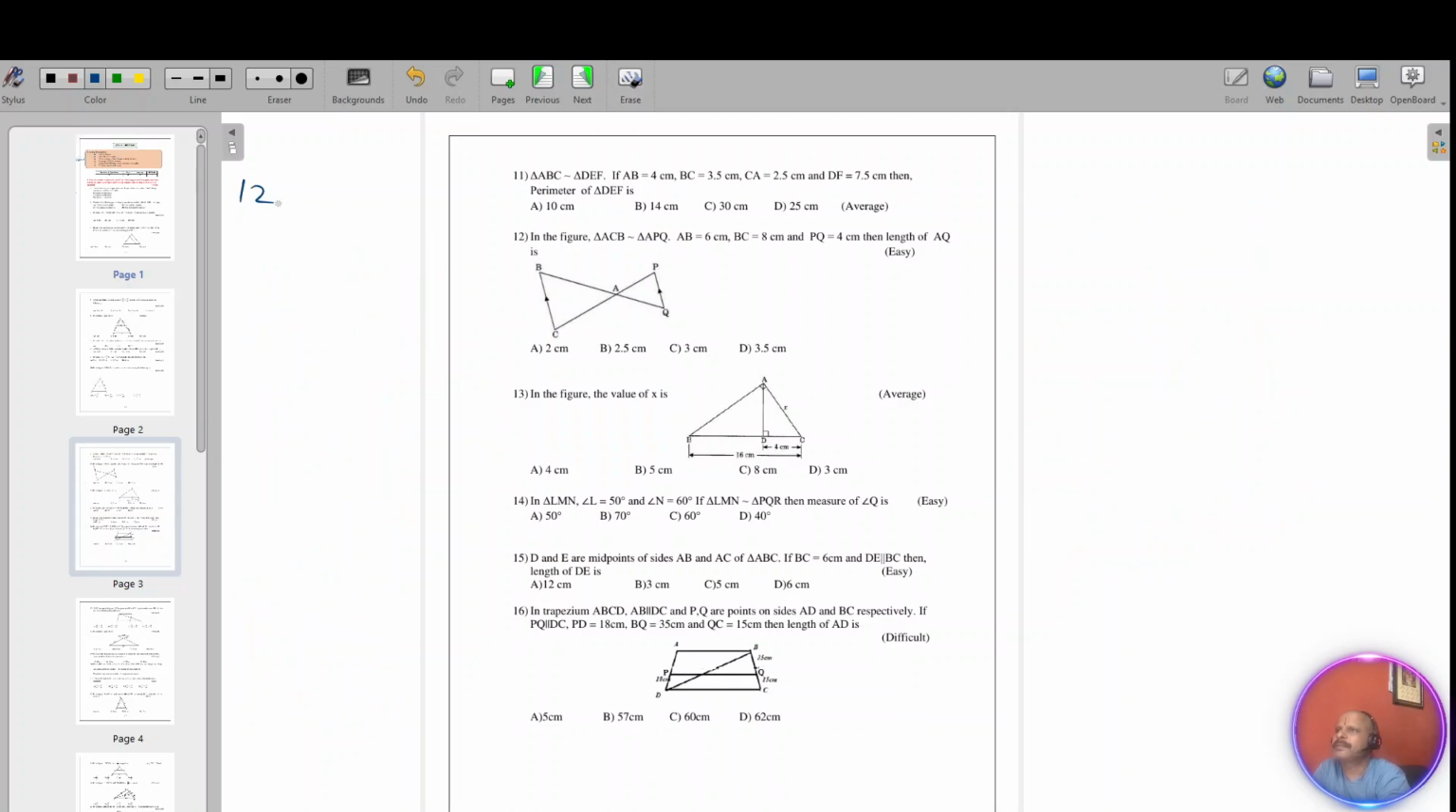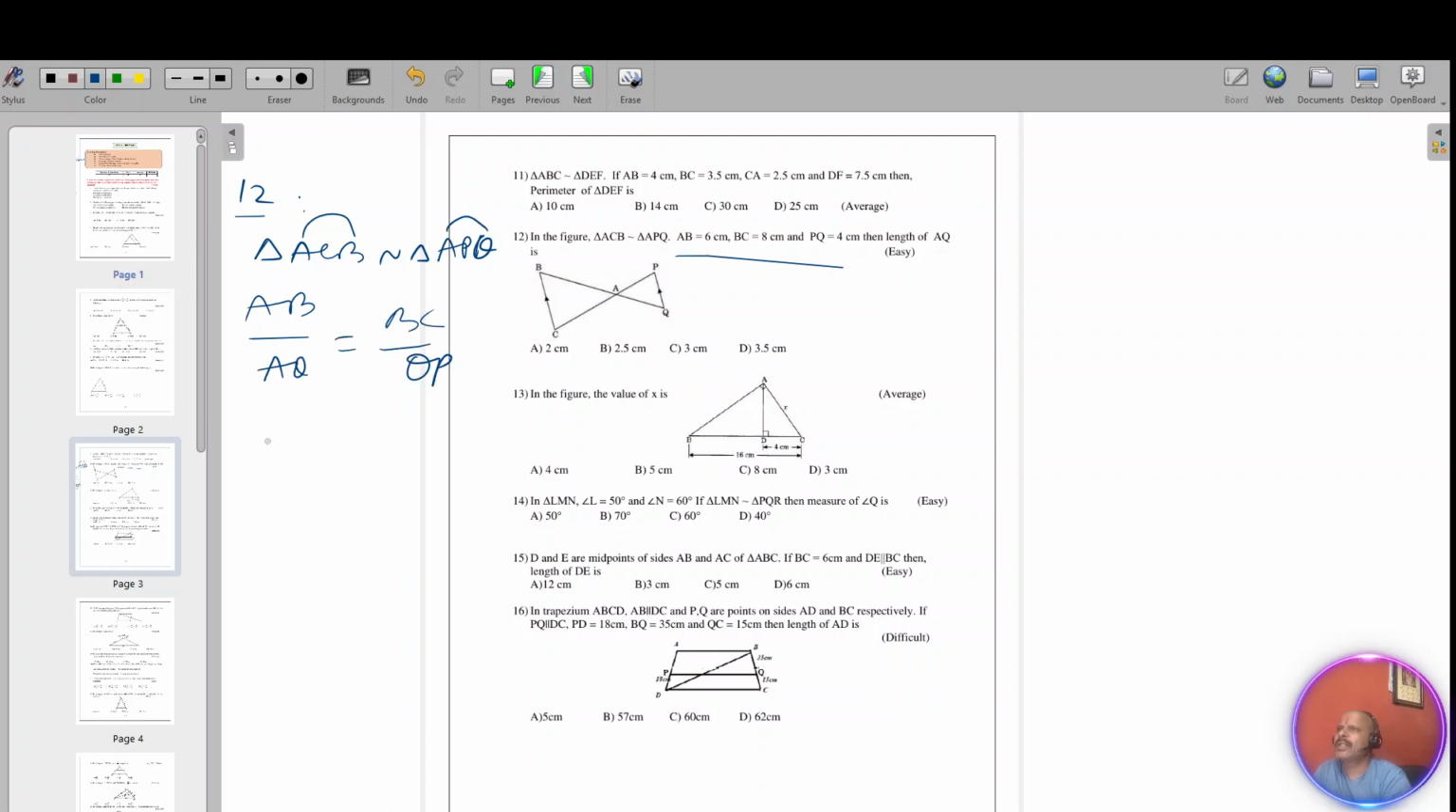12th one. In this figure, triangle ACB is similar to triangle APQ, they are given, right? So just check three sides. AB by AQ, right? How do you get AQ? See, here AB is there. The respective vertices you pick in the other side. This is AQ. Then BC is given. We take BC by QP or PQ, whatever it is, both same. But the value is given as PQ.